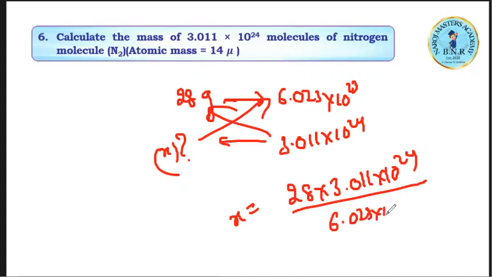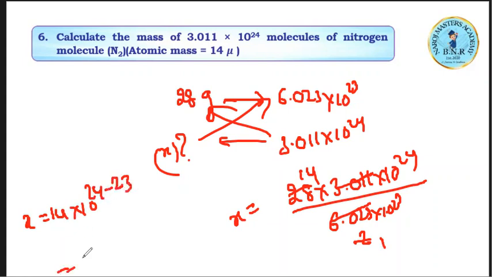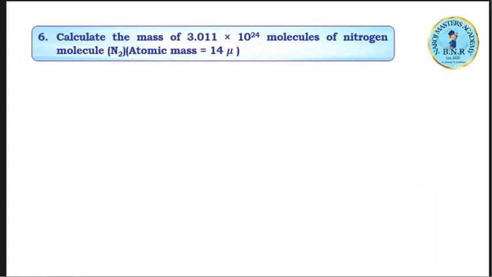6.023 into 10 power 23. So here you can cancel this: 1 times, 2 times, 2 ones are 2, 14 times. Here 10 power 23 is there, 24 is there. So x is equal to 14 into 10 power 24 minus 23, which is 14 into 10, that equals 140 grams or units. What is the answer here? 140 units or 140 grams. You can see here the steps of how to write.